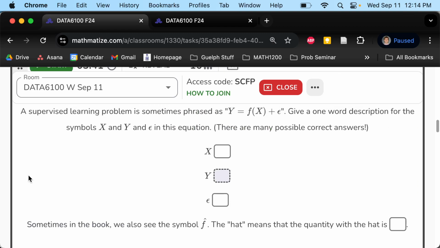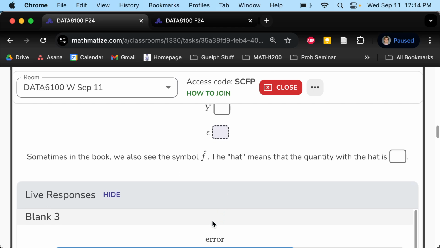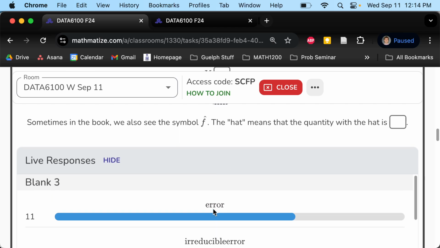Okay, so X and Y, those ones are pretty tame. You've seen those ones your whole life in math classes. This is maybe the new one, this funny Greek letter called epsilon. What is epsilon? Let's find out what people think epsilon is. The error. 11 people think it is the error. And I will tell you right now, it is something to do with error. But if you just say error, there are many sources of error. So if you say error, you will mix up what epsilon is with the other sources of error that we're going to have floating around.